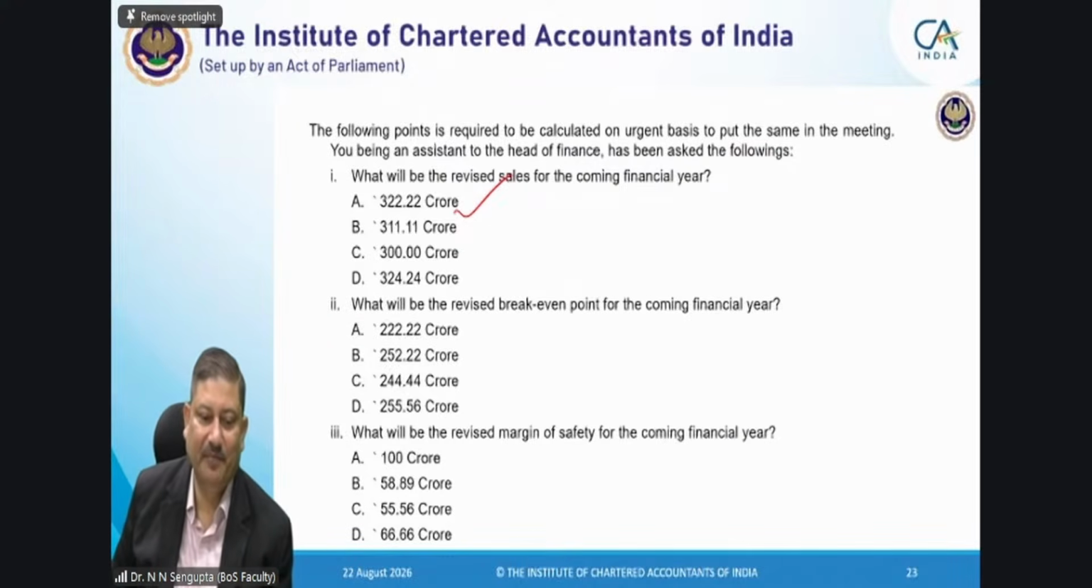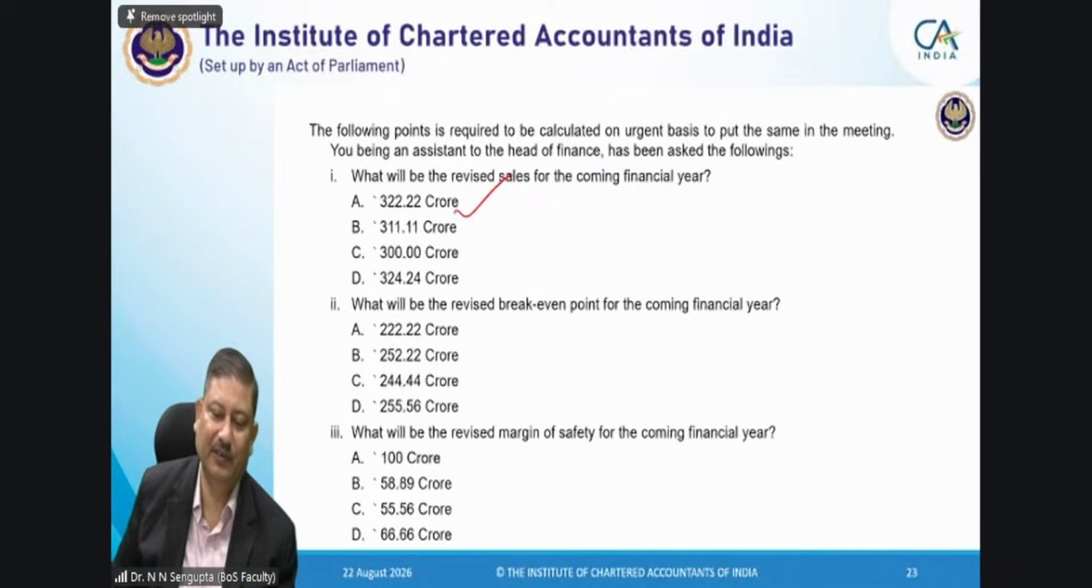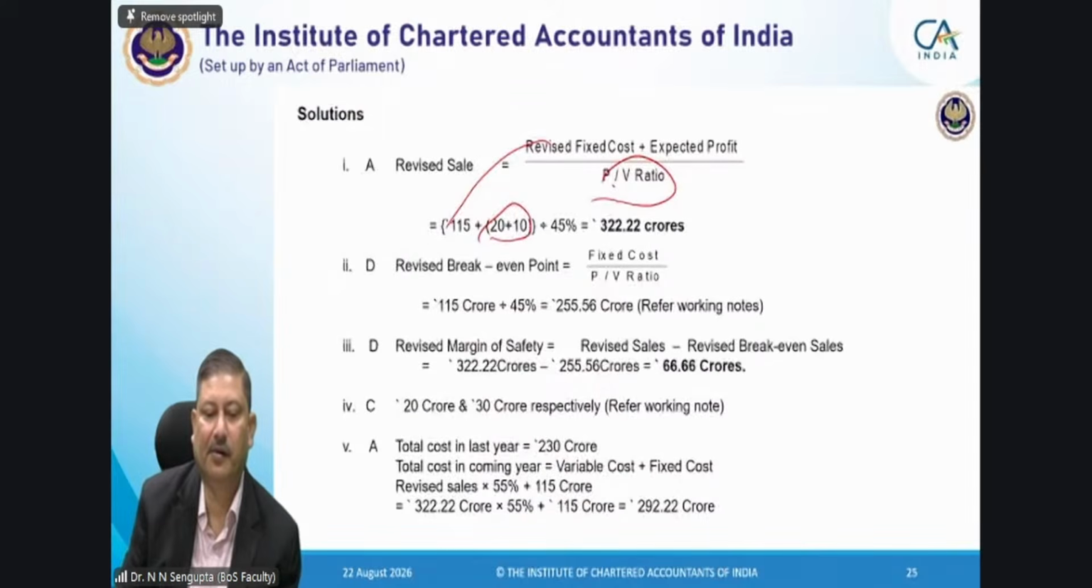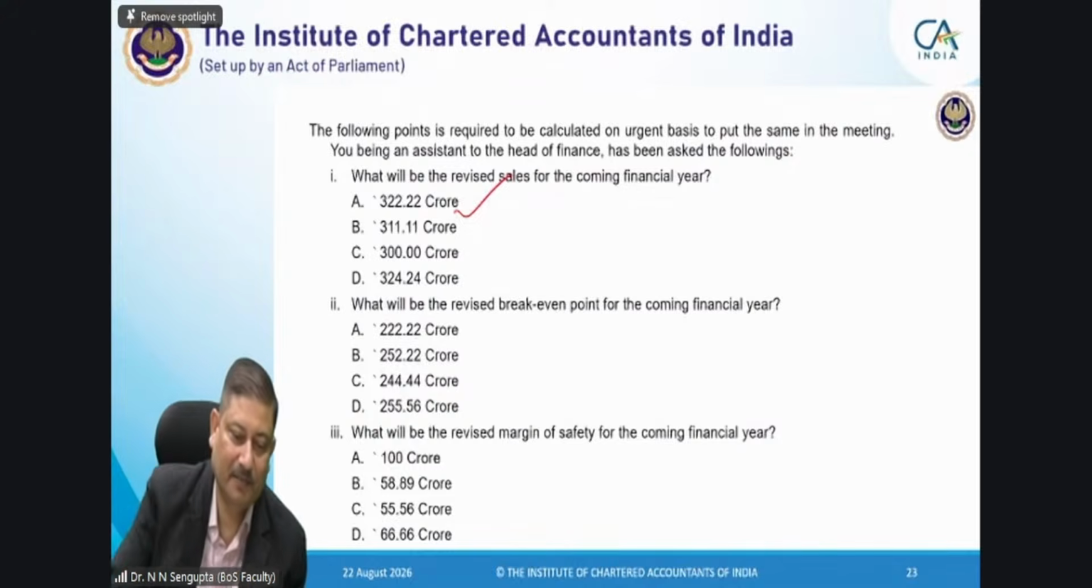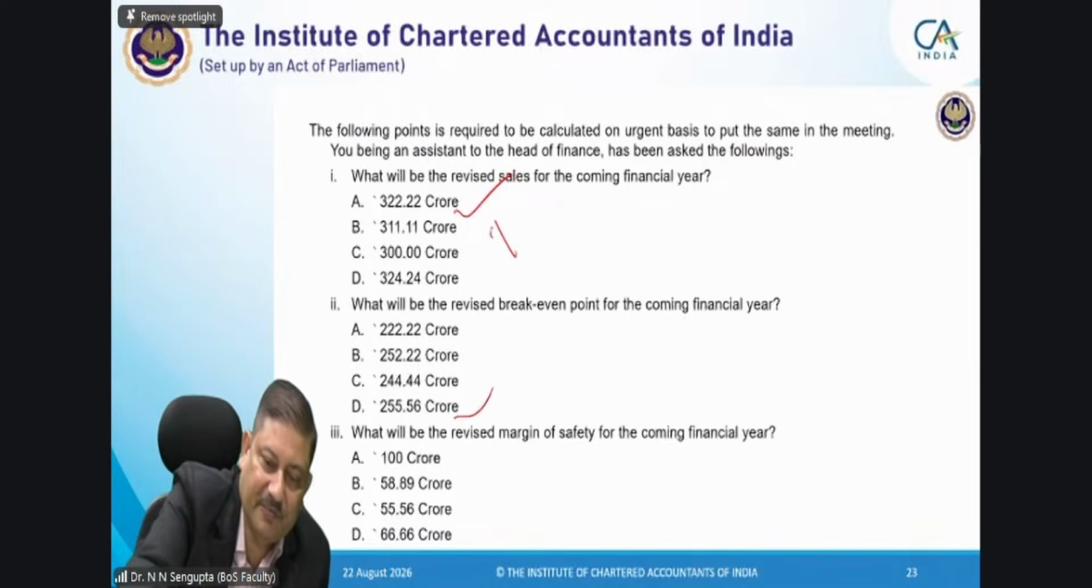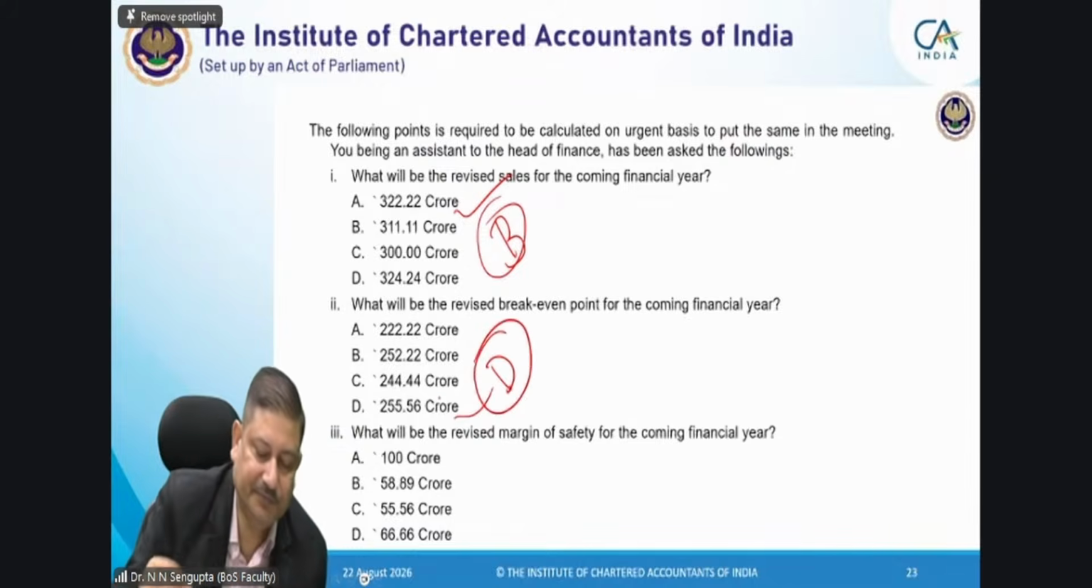Now the second part: what will be the revised break-even point for the coming financial year? Revised break-even point: revised fixed cost already we know, revised PV ratio already we know. So 255.56. So where is 255.56? This one is the B. This option is B.